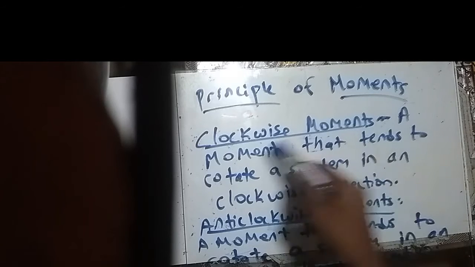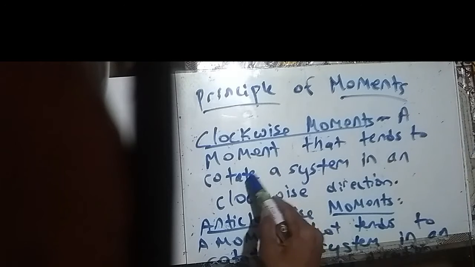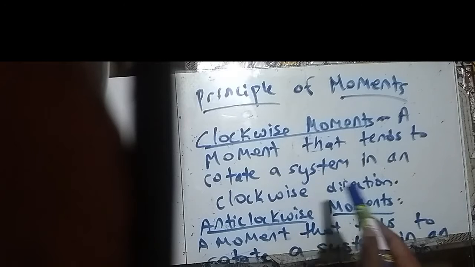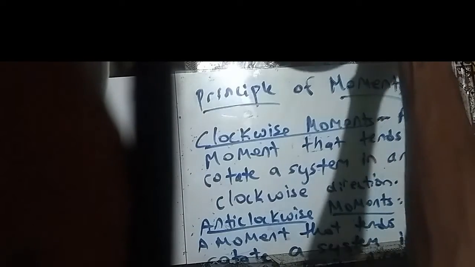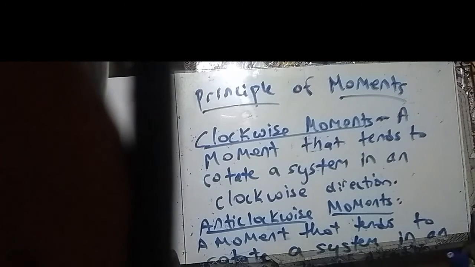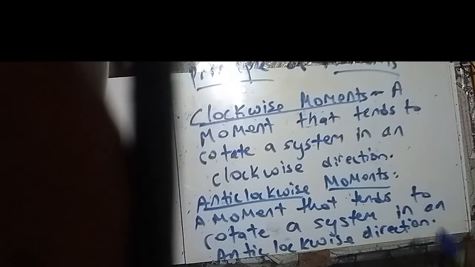So a clockwise moment is a moment that tends to rotate a system in a clockwise direction. What do I mean by that? You see this clock right here? You see the direction it is rotating in? Towards the right? That is called the clockwise direction. If you know how a clock rotates around its dial, then you automatically know the clockwise direction. Also, alright, the opposite of the clockwise direction is the anti-clockwise direction.